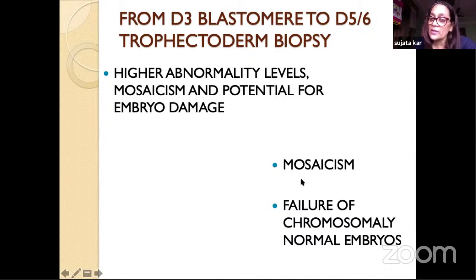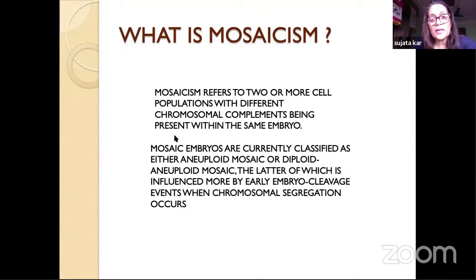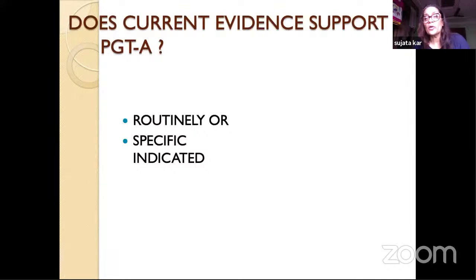The issue of mosaicism and the fact that there could be failure or a loss of normal embryos when you culture them from day 3 to day 5. Mosaicism, as you all know, refers to two or more cell populations with different chromosomal complements being present within the same embryo. And this is a major confounding factor when you're using PGTA.